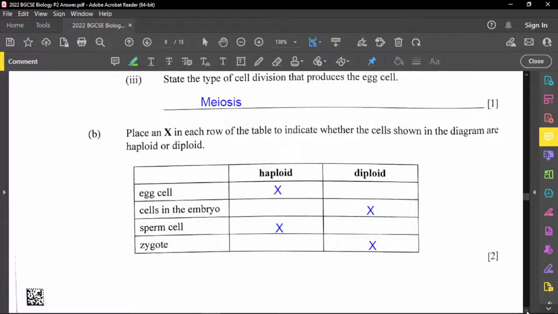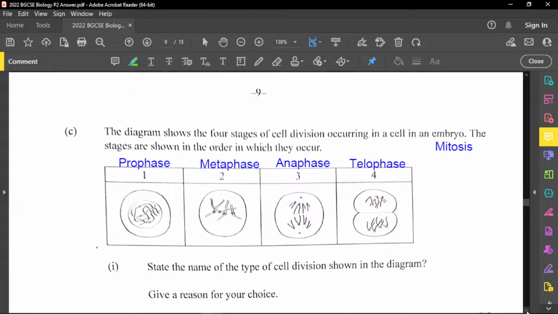All right, let's go into part C. The diagram shows the four stages of cell division occurring in a cell in an embryo, and the stages are shown in the order in which they occur: prophase, metaphase, anaphase, and telophase. Just to mention, the cell division that takes place within the embryo is mitosis. They're in order, which is nice.